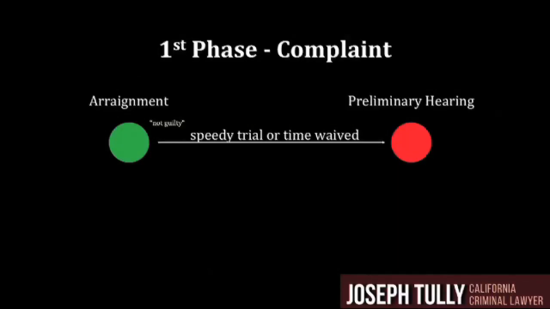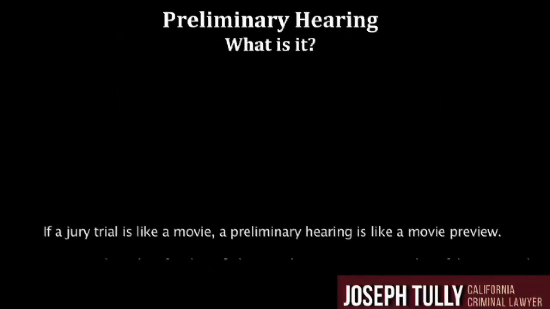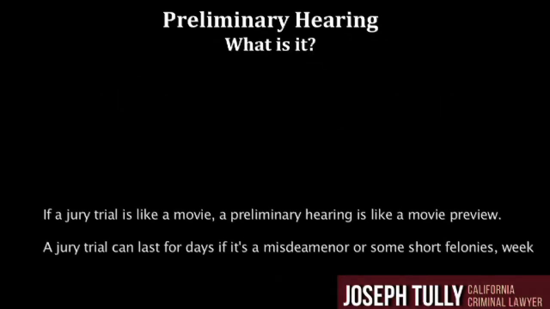At a preliminary hearing, the DA has a burden of showing the judge that there's reasonable suspicion for each one of the crimes that somebody is accused of. So if they put on a tiny bit of evidence that makes a judge suspicious that the crimes occurred, that's all they need to do. If a jury trial is like a movie, a preliminary hearing is like a movie preview.